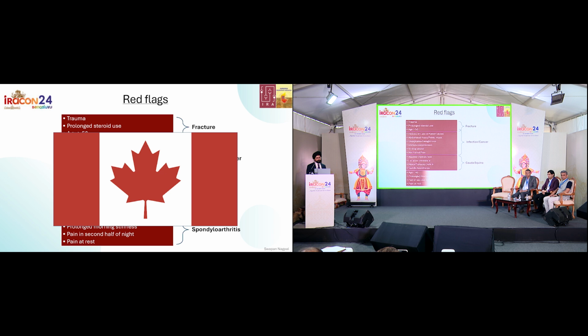And if a patient is young, has significant morning stiffness, pain in the second half of the night, and pain at rest, even after the patient walks, comes and rests, and has difficulty getting up after 1 or 2 hours, always think of inflammatory disorders like spondyloarthropathy.